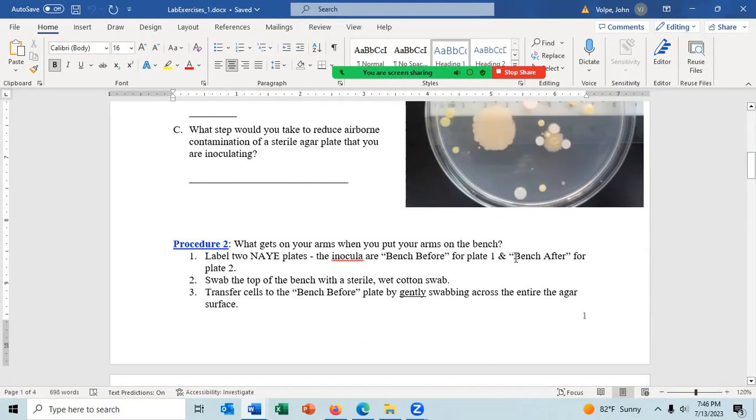In procedure 2, what we're going to do is take a sample of the lab bench before it has been disinfected, and then take a sample of the lab bench after it has been disinfected. You just swab the top of the bench with a sterile cotton swab, and then put the cotton swab on the agar plate and streak it on the agar plate to see if you get growth.